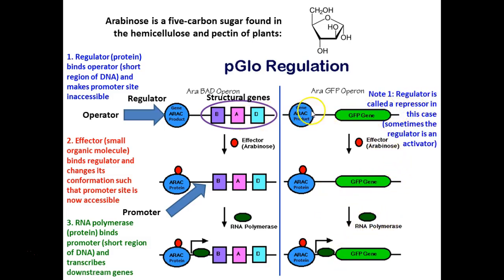In this case, the regulator is referred to as a repressor, right? It's stopping us from doing something when it's bound, right? The inducer is referred to as an activator because it's going to activate this system, right? When arabinose is present, it's going to activate the system.